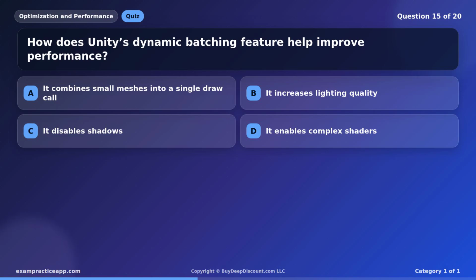Take a moment to choose your answer. The correct answer is option A. It combines small meshes into a single draw call. Explanation. Dynamic batching in Unity merges small meshes with the same material into a single draw call, reducing the number of draw calls and enhancing performance.